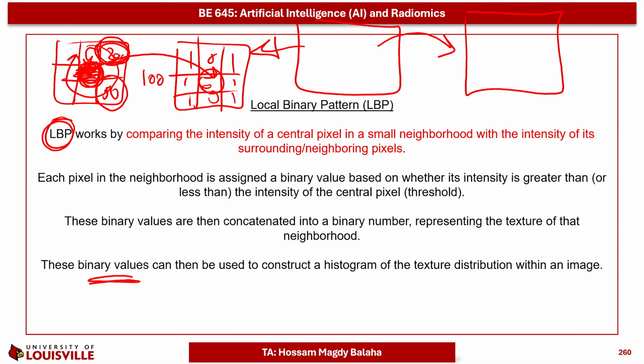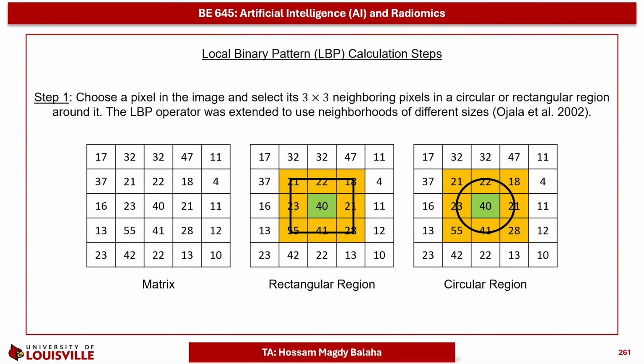So how do we calculate it? The first step is to choose a pixel in the image, let's say a pixel in that matrix, and then define the size of the kernel or the neighborhood, let's say 3 by 3. So you will get the surrounding pixels like that, and these neighboring pixels can form a circular or rectangular region. Either way, the aim is to get the center pixel and the neighbors based on the size of the kernel or the neighborhood.